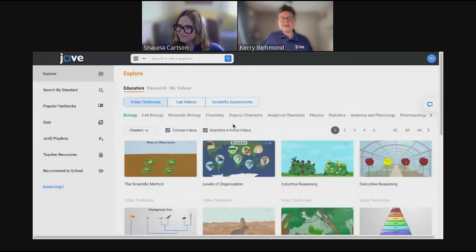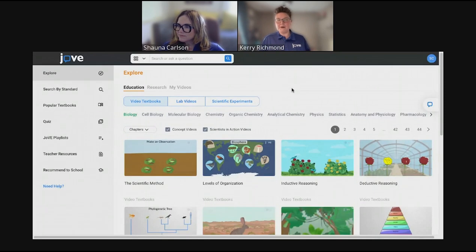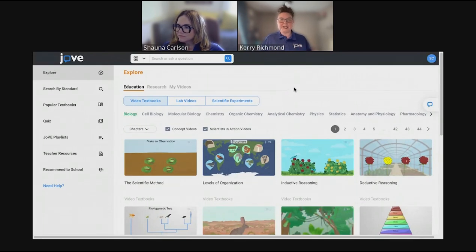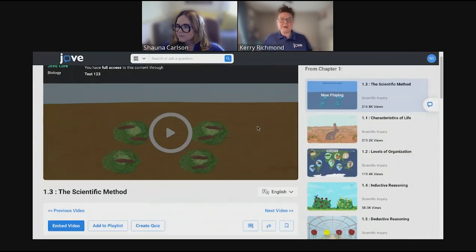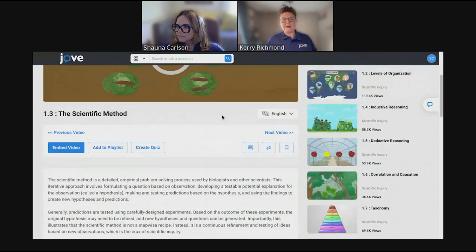Yeah. So you can see here, the videos are divided into education and research videos. The video textbooks, which is that first highlighted link and the videos that you're actually seeing now, are your concept videos. Those are the videos that are going to be a minute and a half to 2 minutes long to introduce the topic to the student so that they can see it visually. Like this one is on the scientific method.